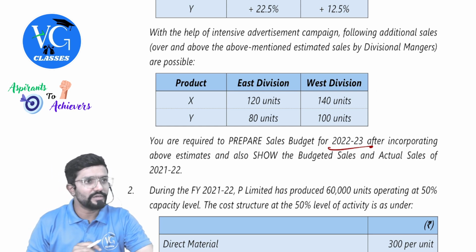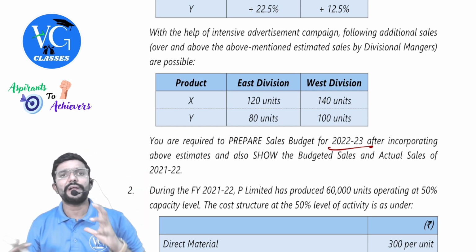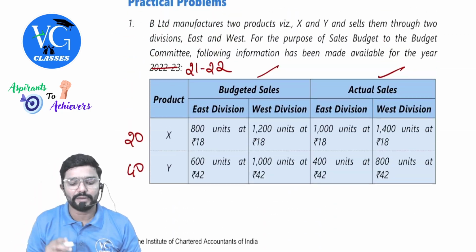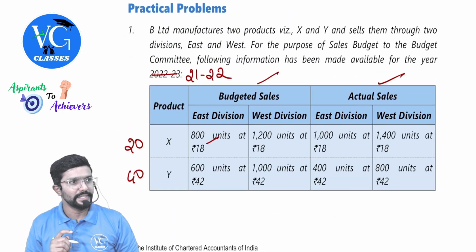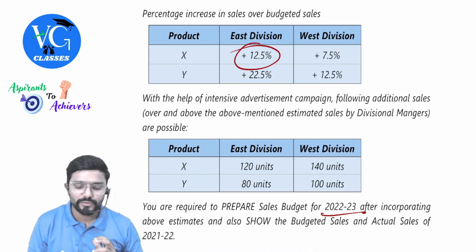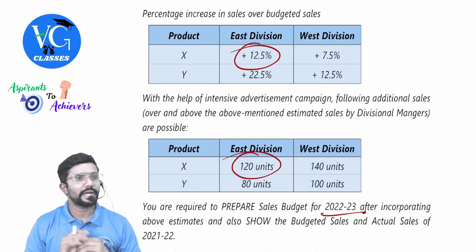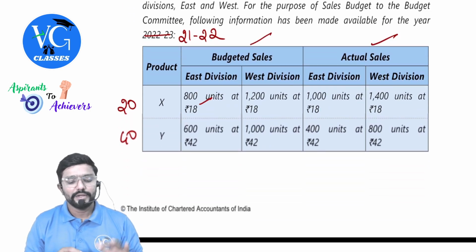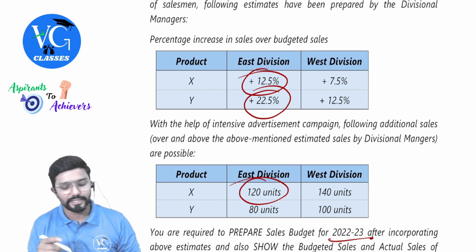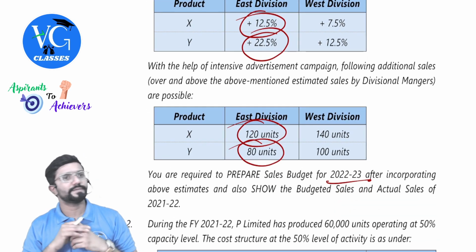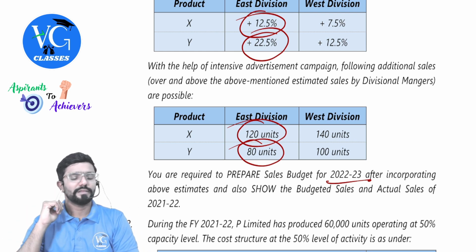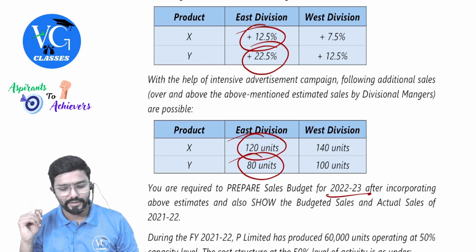Let us move to the solution. Guys, one thing. With respect to quantity, now what will the budgeted quantity for the upcoming year be? Listen here. I will give an example. 800 is present plus 12.5%. How much do you get? Plus 120. Clear? Same way, for Y 600 plus 22.5% plus 80 units. Because this 80 is over and above the above increase. Clear? That too if you do some advertisement campaign and all.